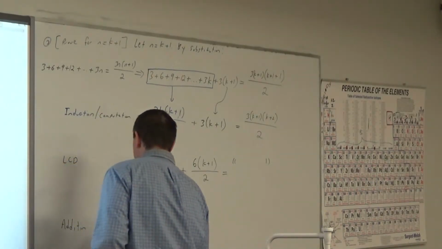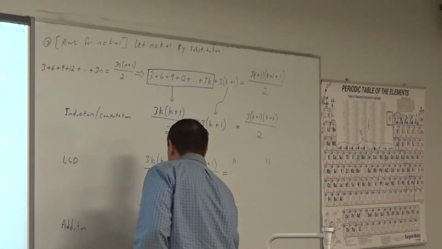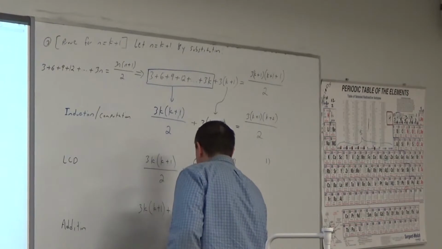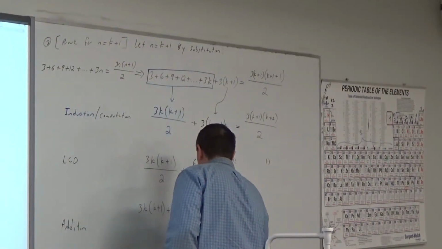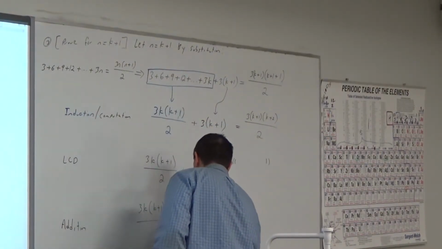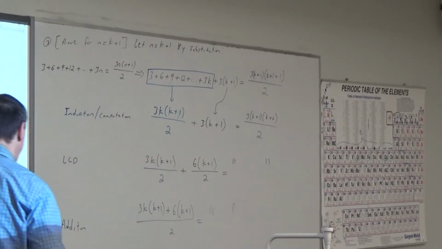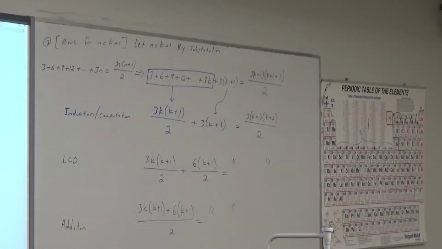Okay. So by addition, this is going to become 3k, k plus 1, plus 6 quantity k plus 1 divided by 2, and that's going to be equal to the right-hand side. Okay, so let me get out of your guys' way. I'm going to make up a little bit more room for myself. Like I said, 2 more steps algebraically, maybe even 1.